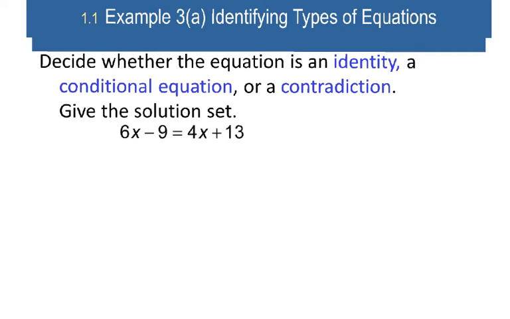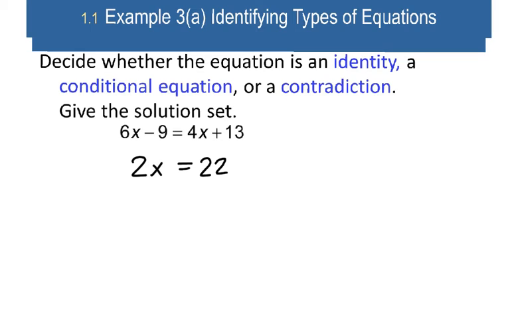Let's solve this equation and see what we end up with at the end. So first step, we're going to use that addition property. Let's subtract the 4x and add 9 to both sides of the equation and see what we get. When we subtract the 4x, we end up with a 2x equals, now add the 9 to both sides, 22.